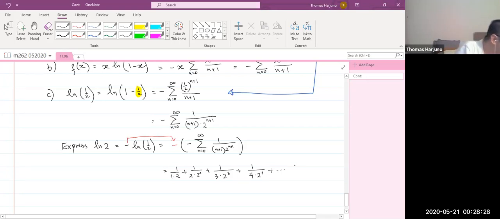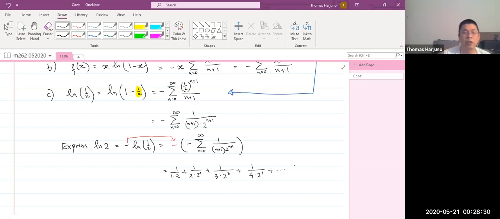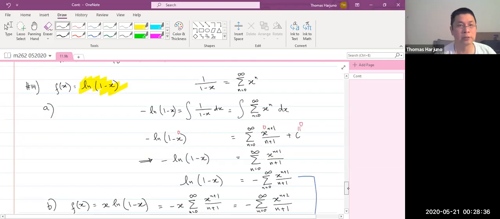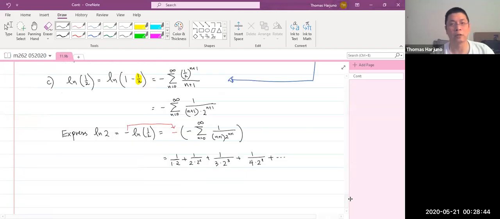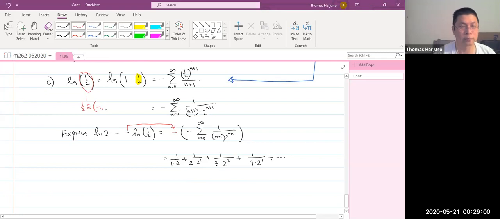How about the radius of convergence? The radius of convergence in this case will stay the same from our original geometric series. Because we developed that from here, the radius of convergence for that series is still 1. Notice that I use my x as 1/2. This 1/2 is in the interval of convergence. Using that 1/2, I find ln 2.